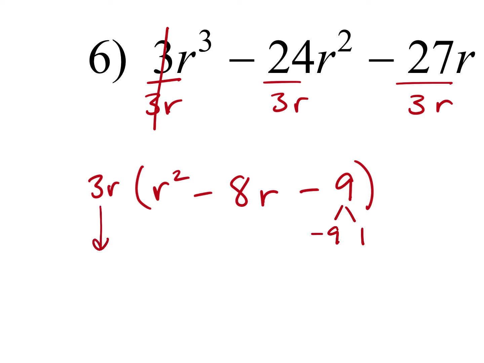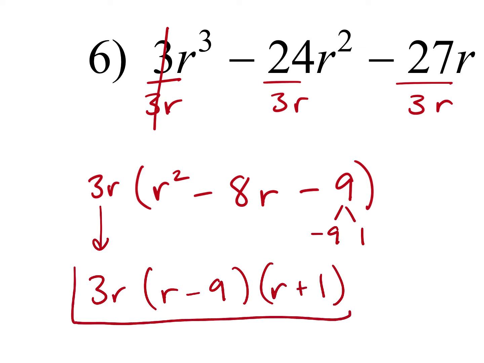So that 3r stays on the outside. Then I need my 2 sets of parentheses. So what goes inside the parentheses? R minus 9 and r plus 1. So that's my answer.